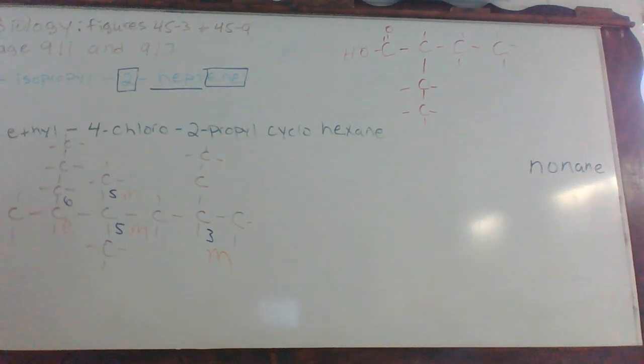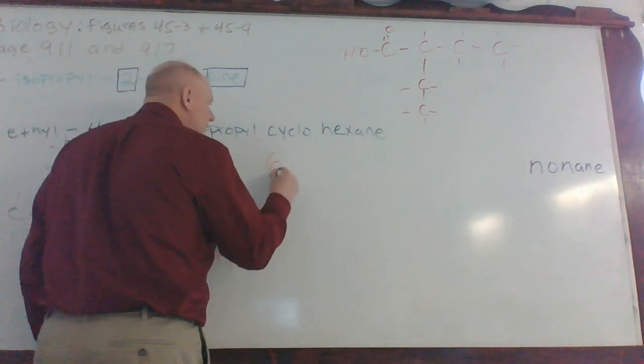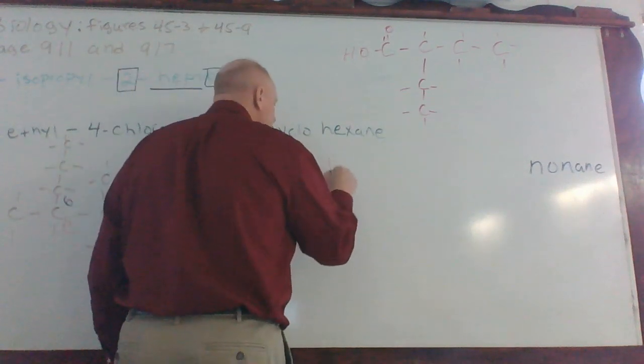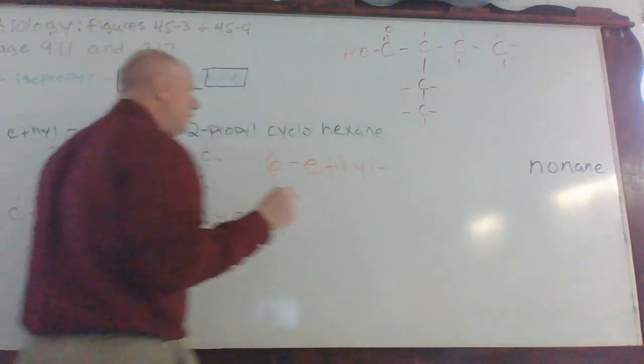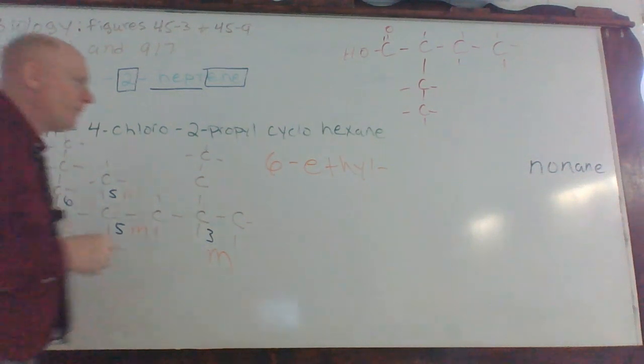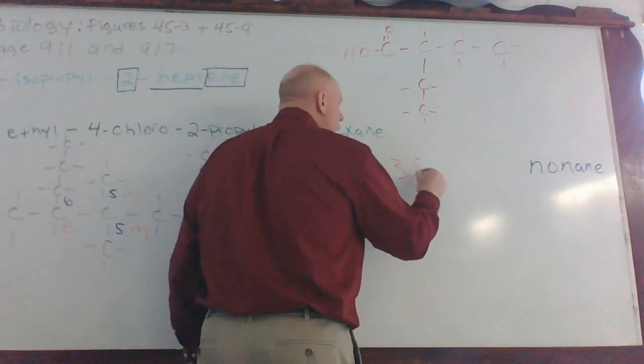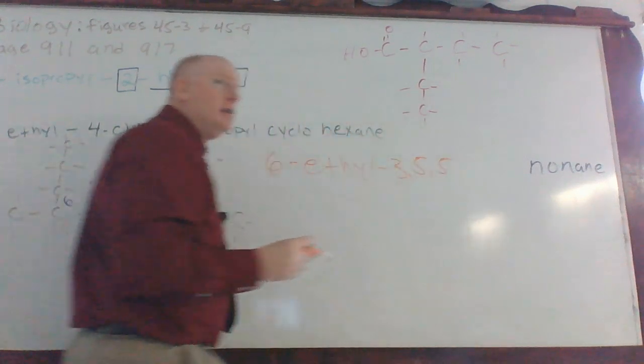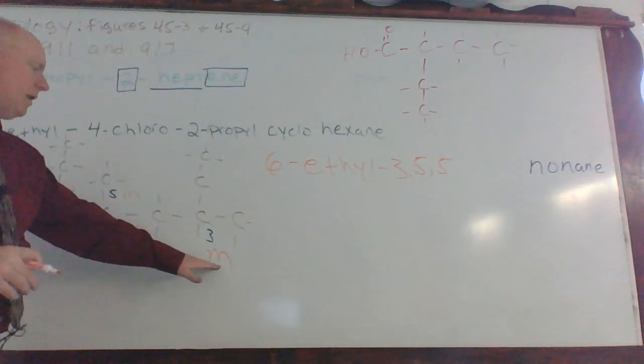Okay, so we have our numbers. 3, 5, 5, and 6. We just need to put them in alphabetical order now. So, which one is coming first? Okay, so 6 dash what? Dash. Okay. So 3, comma 5, comma 5. Okay. We got a methyl group there, right?